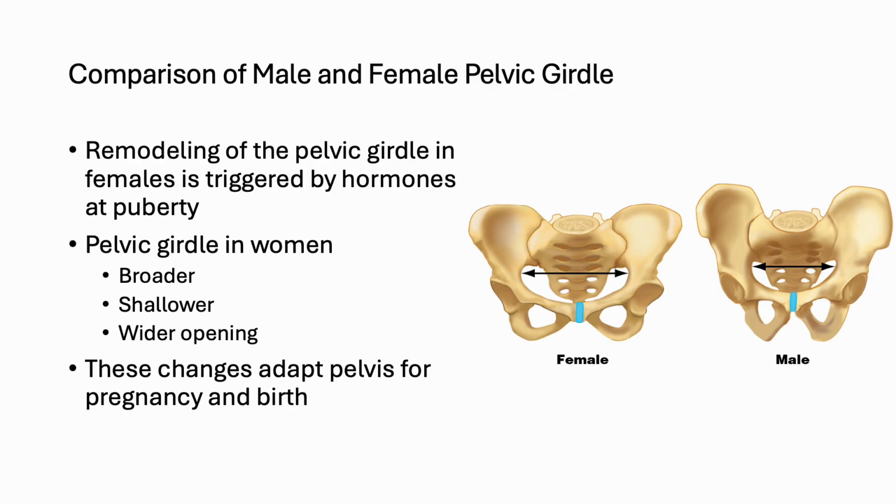In contrast, the male pelvis is more robust, with thicker bones and deeper cavities designed for strength and stability rather than childbirth. These anatomical differences can be identified during skeletal analysis and are often used in forensic anthropology to determine biological sex.